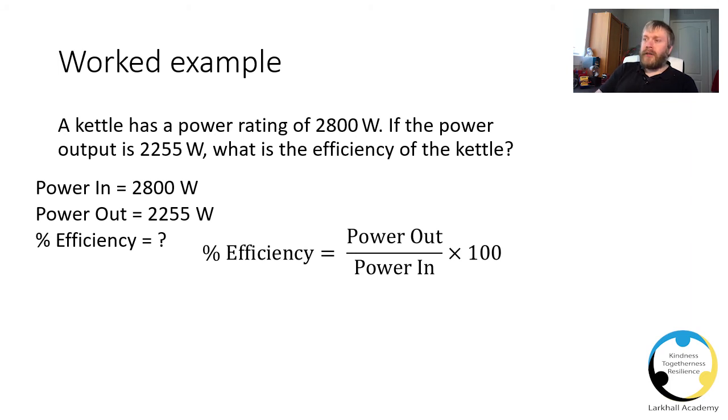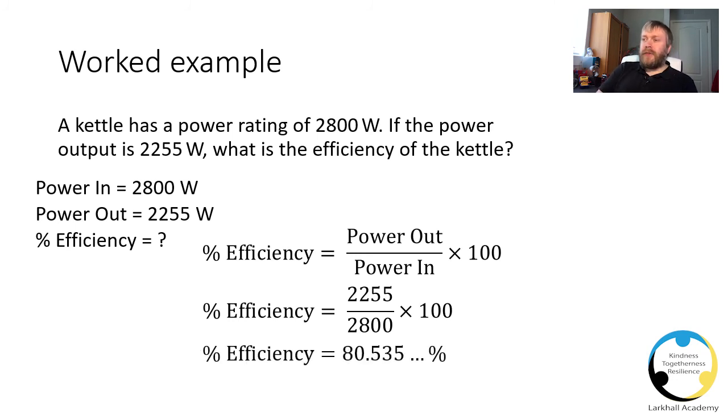Okay, next step. We're going to substitute in our numbers, aren't we? So the efficiency is equal to 2,255 divided by 2,800 multiplied by 100. Again, nice and simple. The equation's in the form that we need, so I'll let you guys plug that into a calculator. We'll see what you come up with. Okay, so hopefully you've all come up with this answer. The percent efficiency, 80.535... So that kind of went on a wee bit.